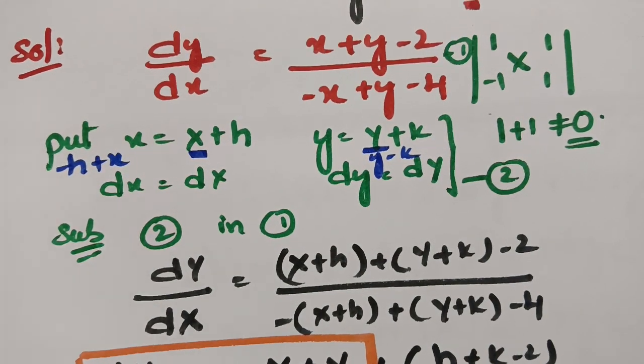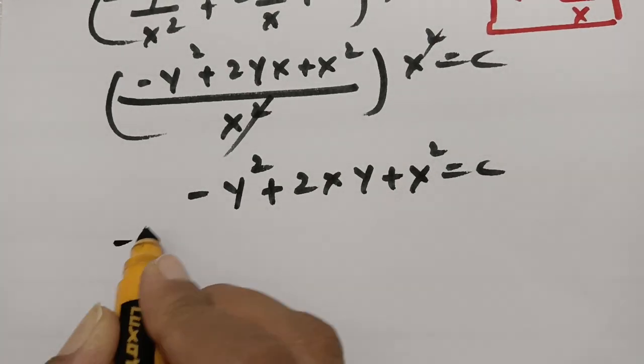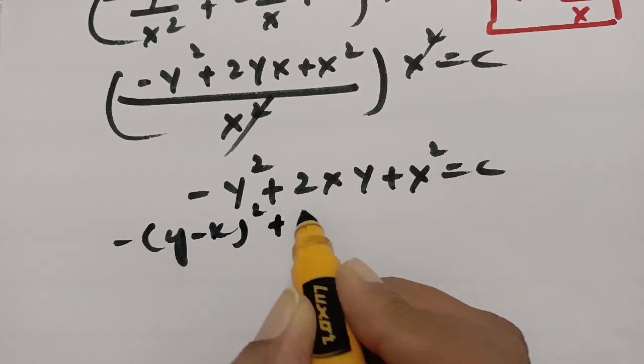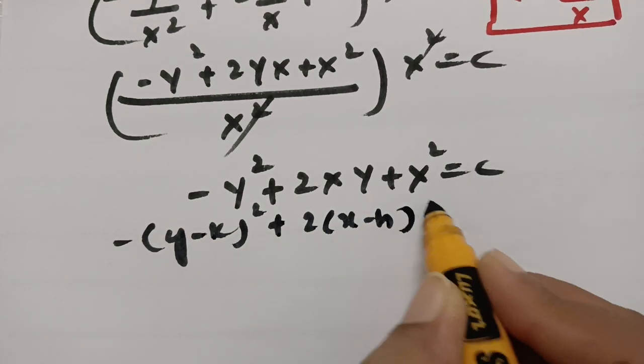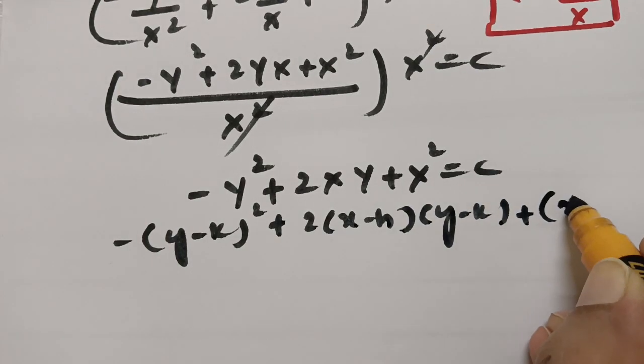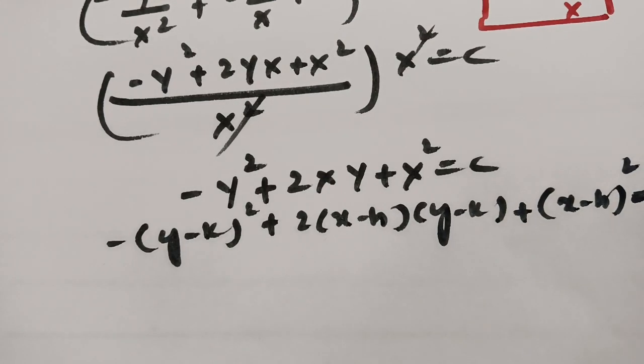So I'm transforming this in the form of small x minus h, and this is small y. So this is y minus k whole square plus 2 into x minus h into y minus k, and this is again x minus h whole square is equal to 0. And what are the values of h and k?